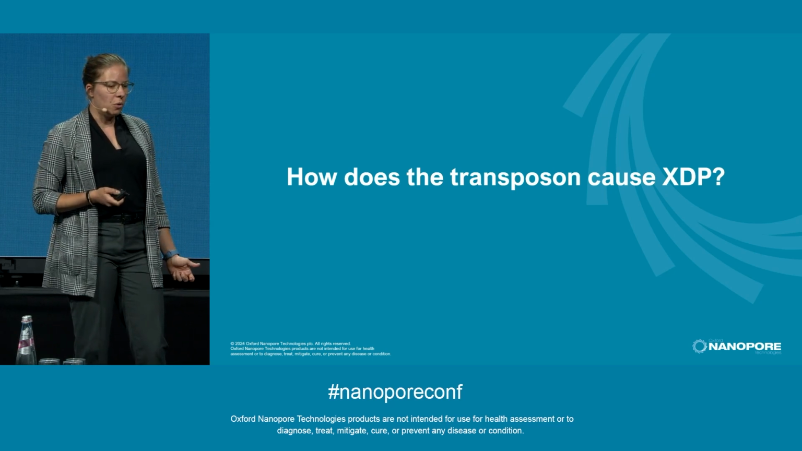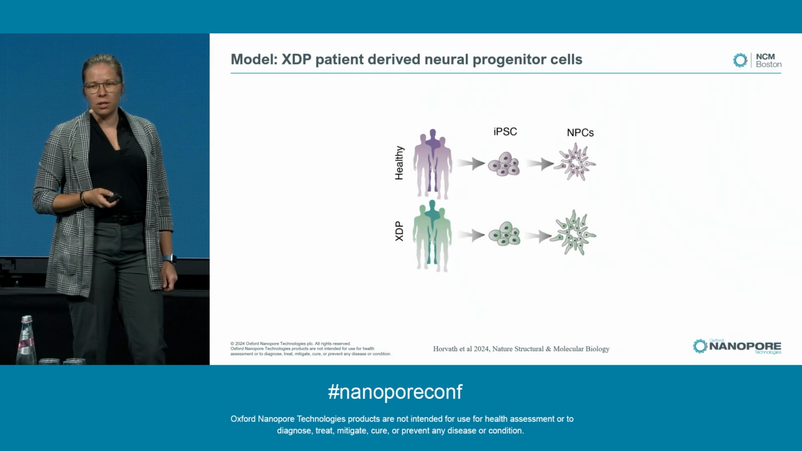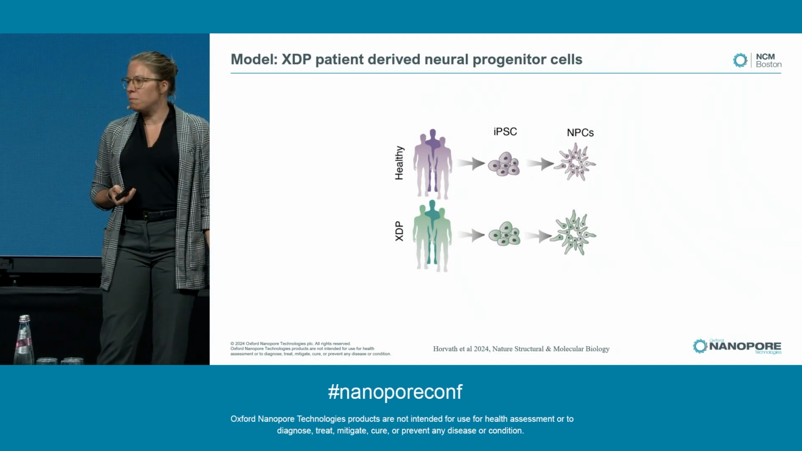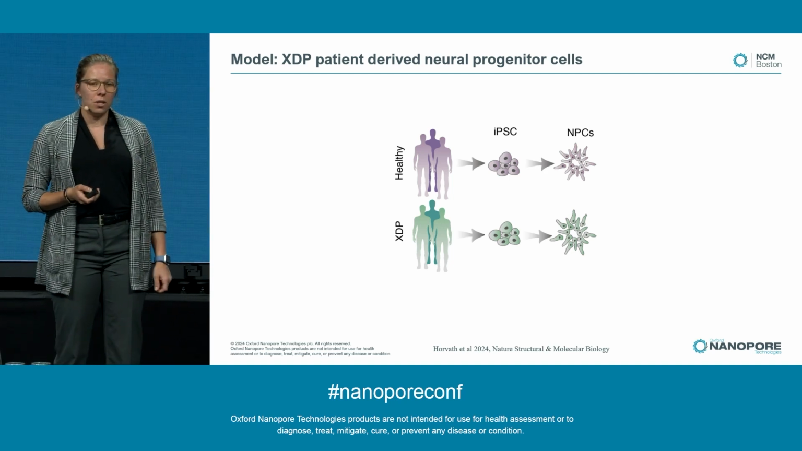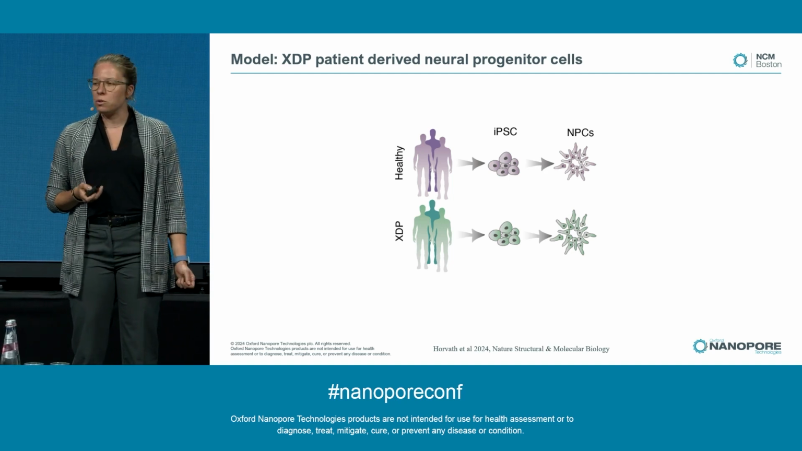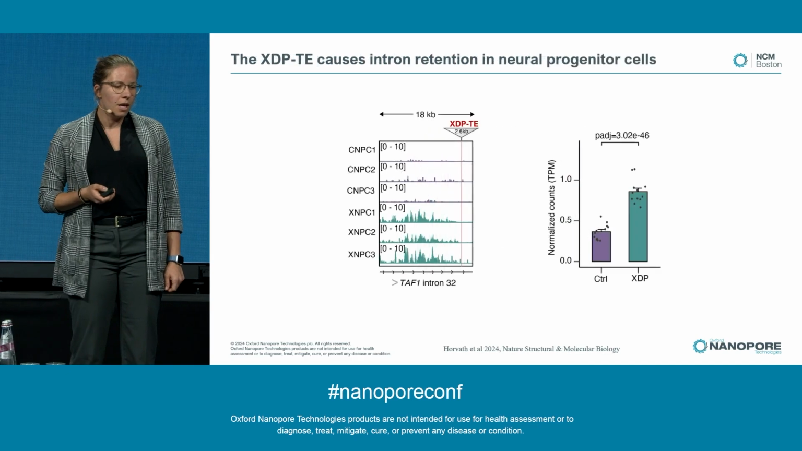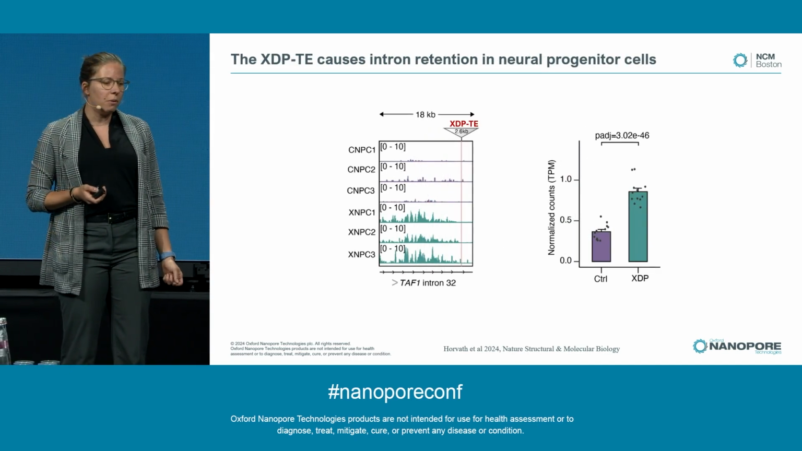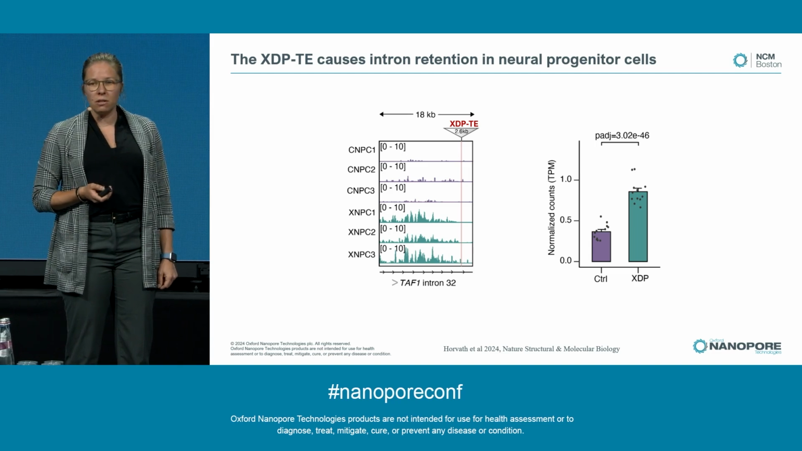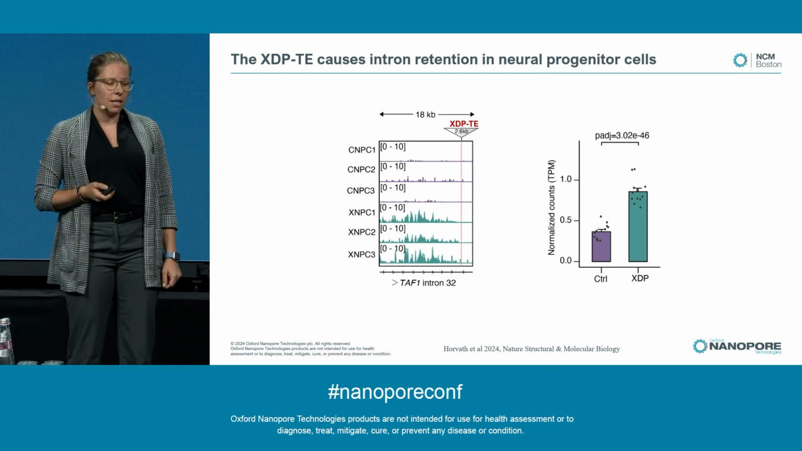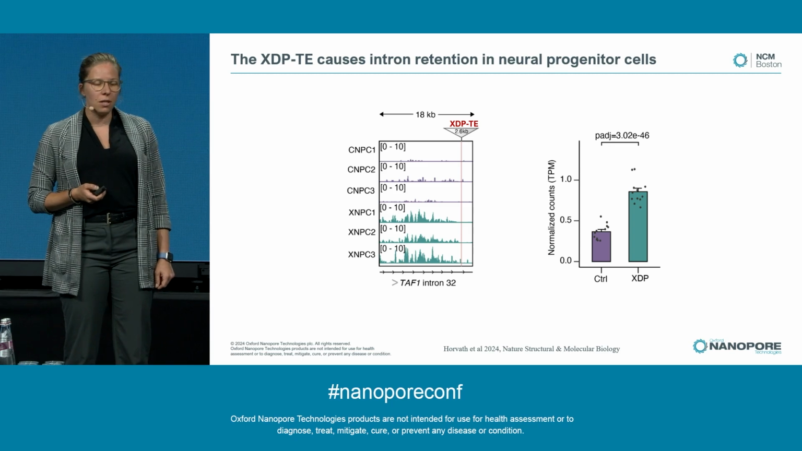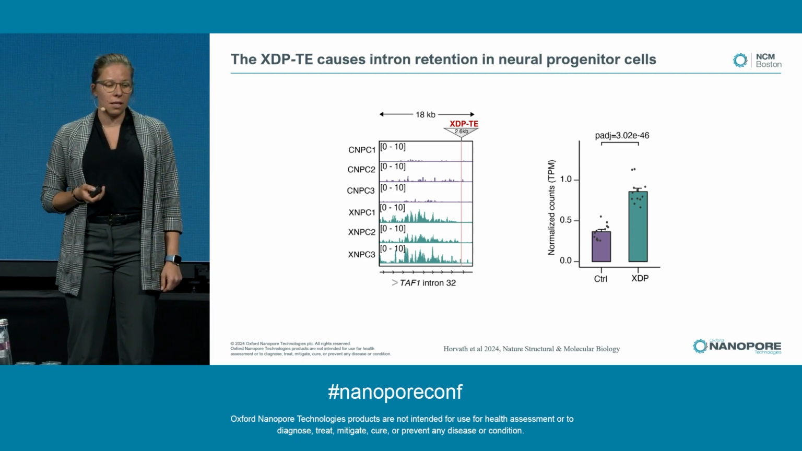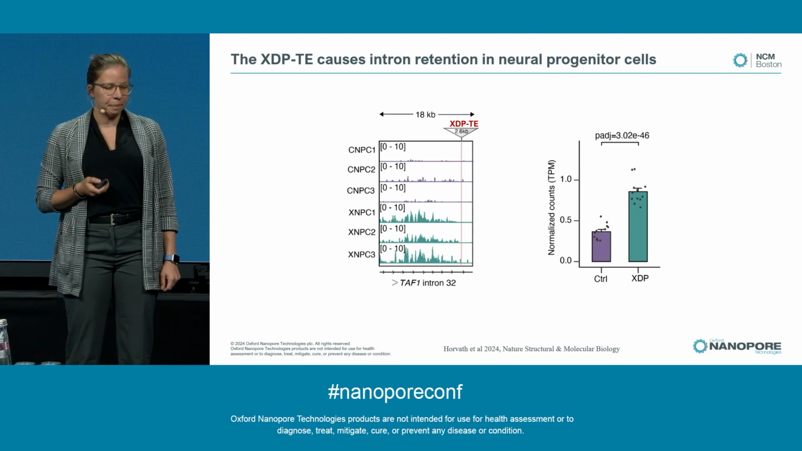And that's what we are aiming to answer by using our neural progenitor cell model, where we have induced pluripotent stem cells from healthy individuals and XDP patients, and we converted them to these neural progenitor cell lines that we use in most of our analysis. So the first thing we did was bulk RNA sequencing, and interestingly what we found is that in the intron of the TAF1 gene where this transposon is inserted, there is a retention of the intron only in XDP patients, which you can see here with the tracks in green. And this intron retention is also highly statistically significant.